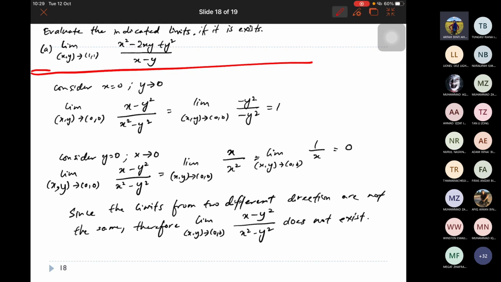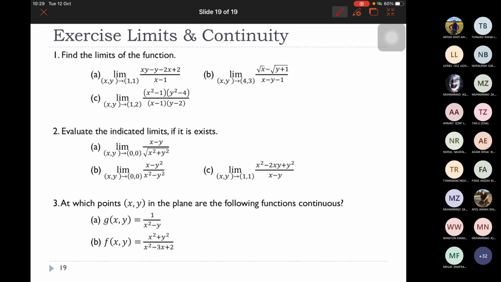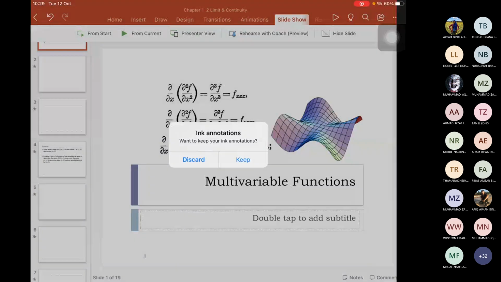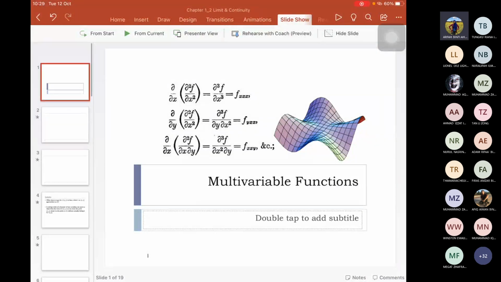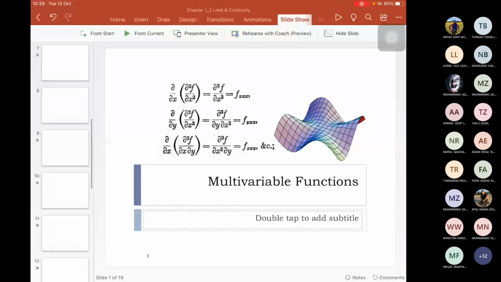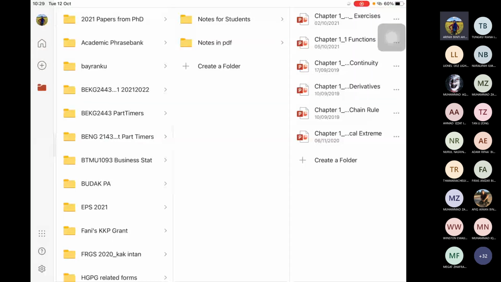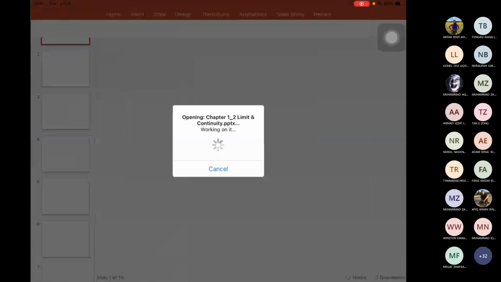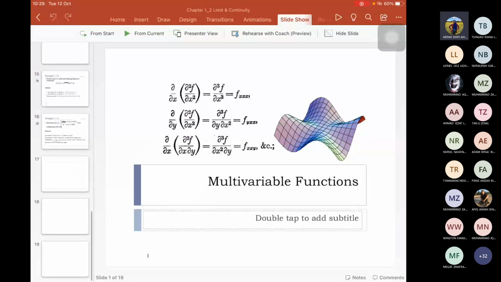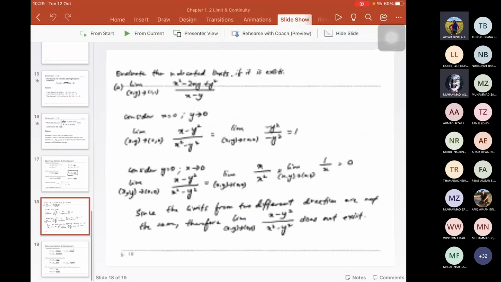So, cuba tengok soalan the next one. Nota ni ada dah kan? Saya dah upload kan? Semua chapter 1. Dah ada.